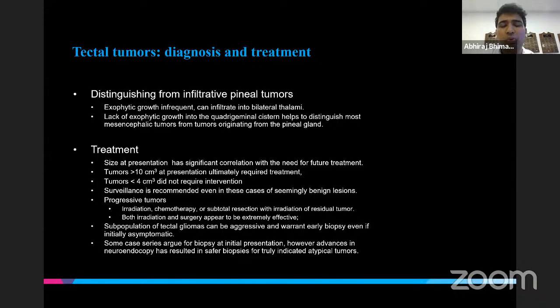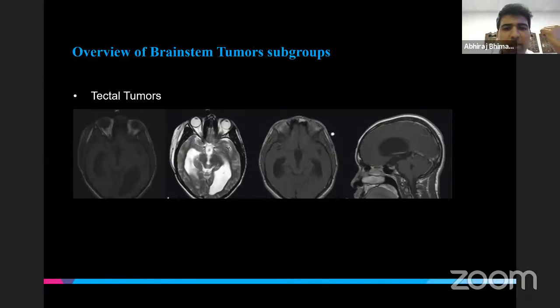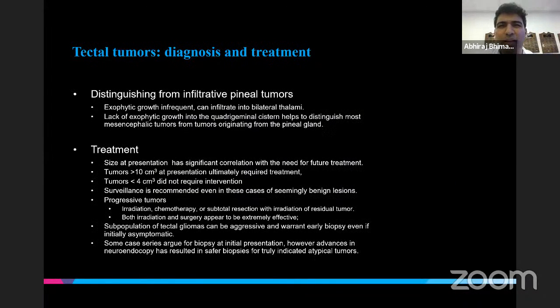And even for patients who have fairly small tectal tumors, surveillance is still recommended, especially if these tumors seem a little bit not normal, if they seem to be enhancing with contrast and are not the typical MRI appearance of a tectal tumor, more routine MRI is recommended. A lot of these tumors can progress, and therefore patients do undergo radiation, chemotherapy, or even subtotal resection with adjuvant radiation after the resection.